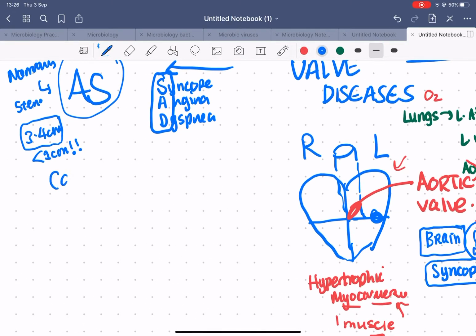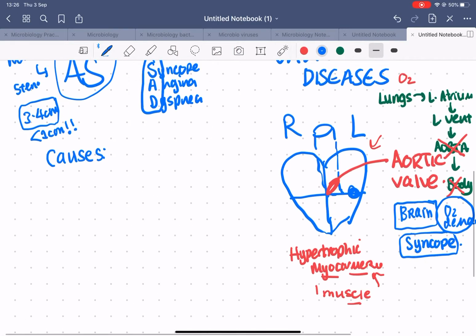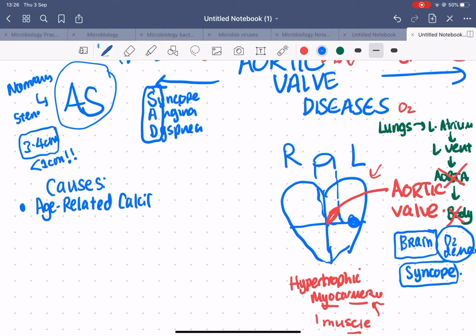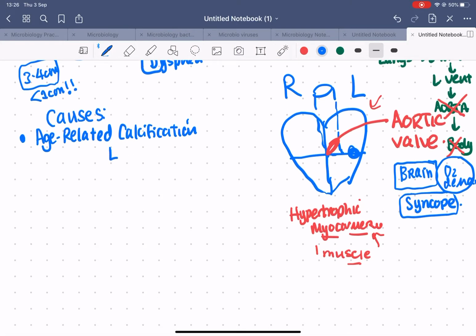Okay, so what are the causes for aortic stenosis? Well, the causes can be, firstly, if there is a fibrotic or calcified valve, that can cause the valve to become stenosed and narrowed. Age-related calcification can be due to an increased age, or due to an increased blood pressure, hypertension, or increased cholesterol.